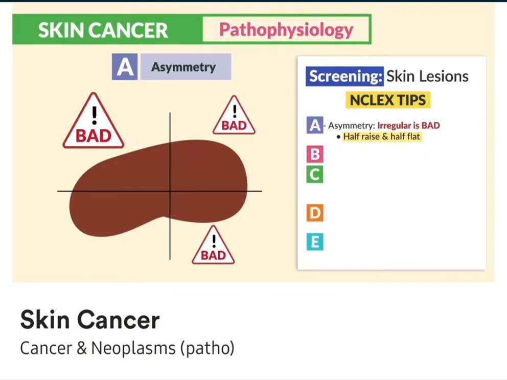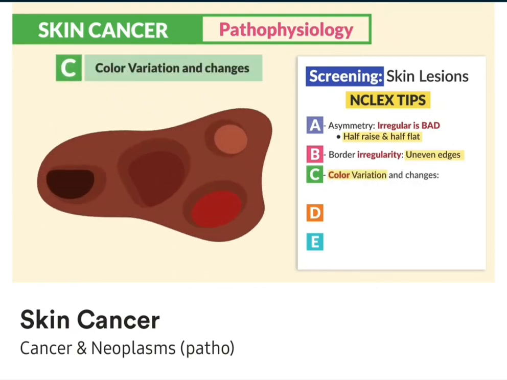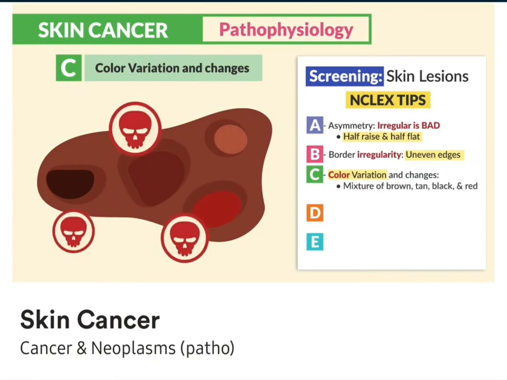So the key terms here, half raised and half flat. This is bad. Now B is for border irregularity. Remember, irregular is the key term, with uneven edges. So write that down. C is for color variation and changes. We do not want a mix. So a mix of brown, tan, black, and even red, or the worst here, a black or dark lesion, typically indicates necrosis. Not a good sign.